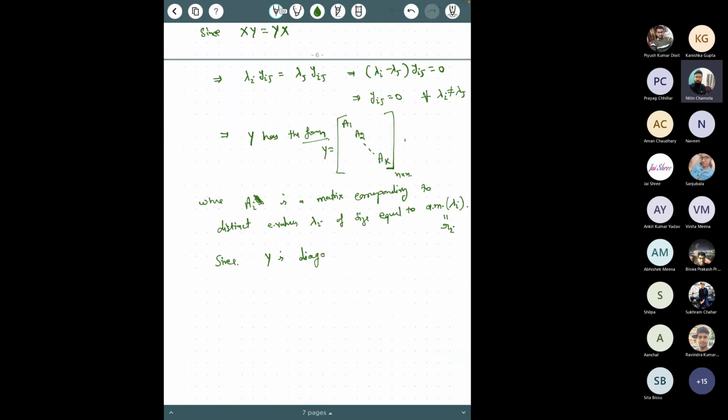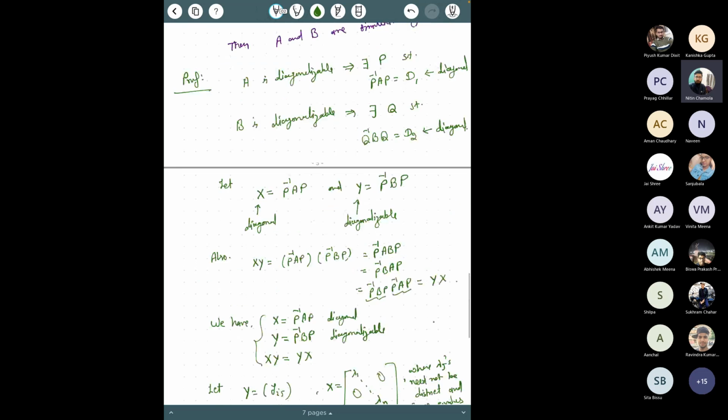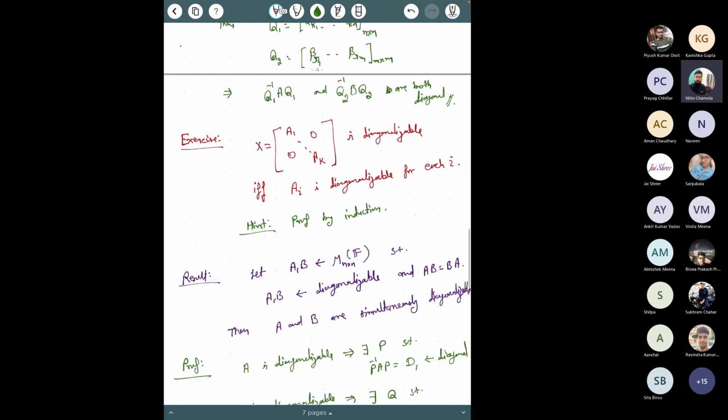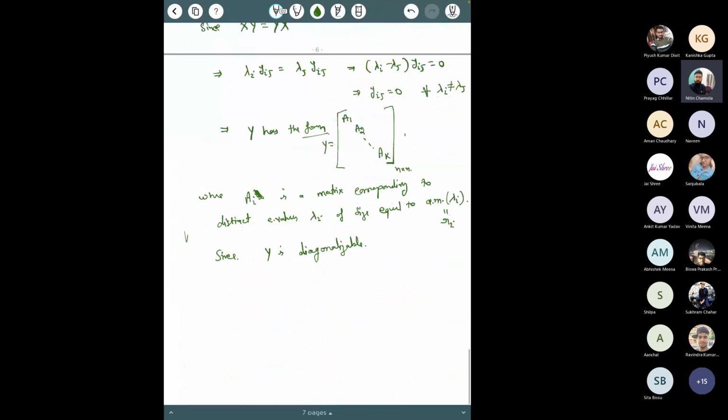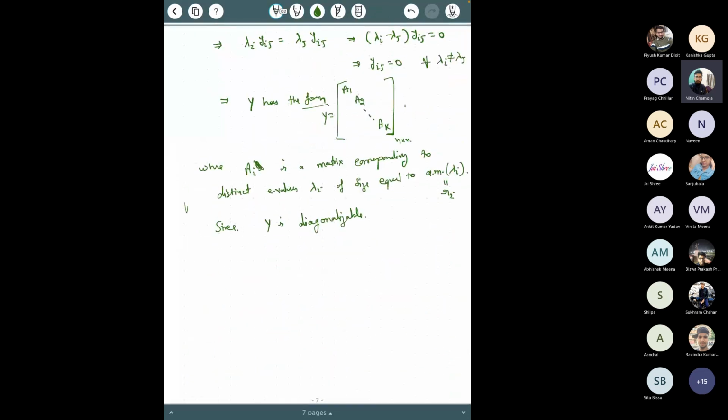What can you say if Y is diagonalizable? Y is similar to a diagonal matrix. Yes. So what else? Each of these A_i is a diagonal matrix, diagonalizable. Yeah. Because of this exercise which I gave you, X is diagonalizable if and only if all these A_i are diagonalizable, and therefore since Y is diagonalizable, this implies that A_i is diagonalizable for each i.